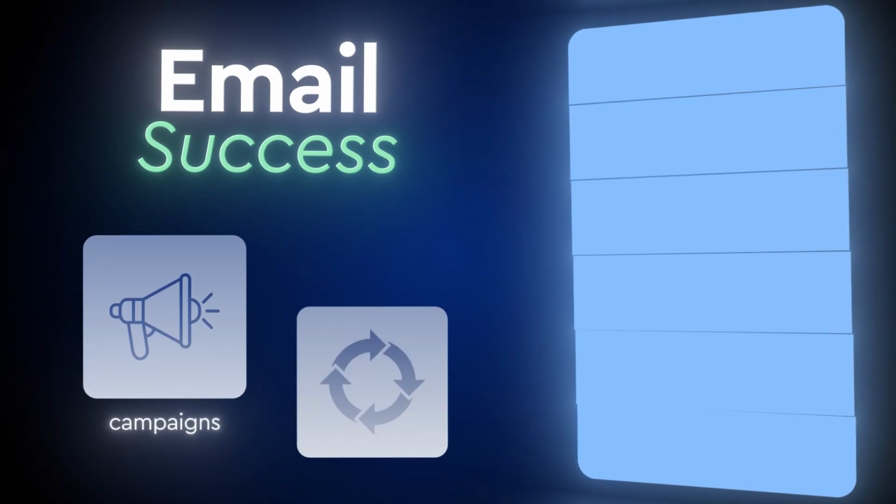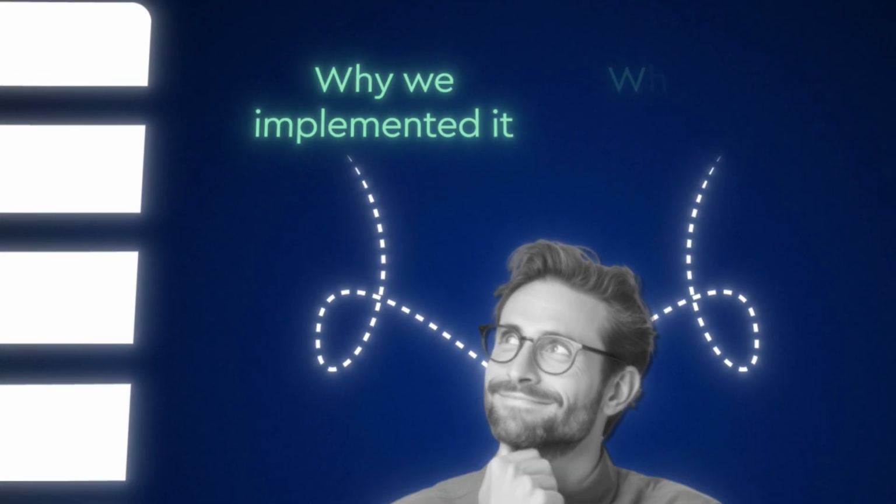Today, I'm gonna be breaking down 6 sections that are necessary for email success, whether it's for campaigns or flows. I'll be breaking down the actual section, showing you an example, and showing you why we implement it and why it actually works. I'm Nikita, and let's jump right into it.